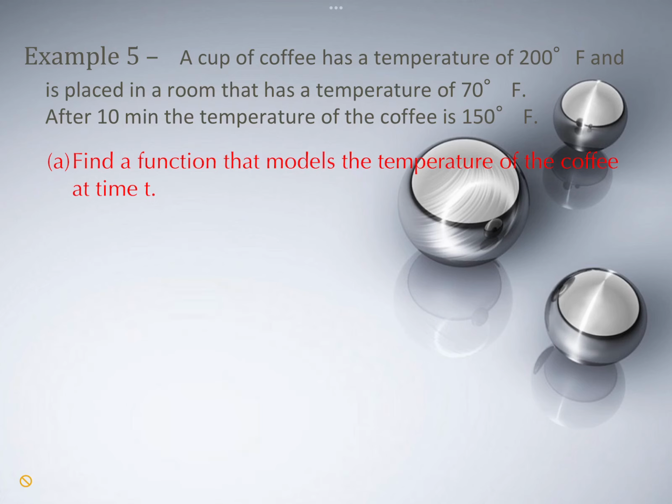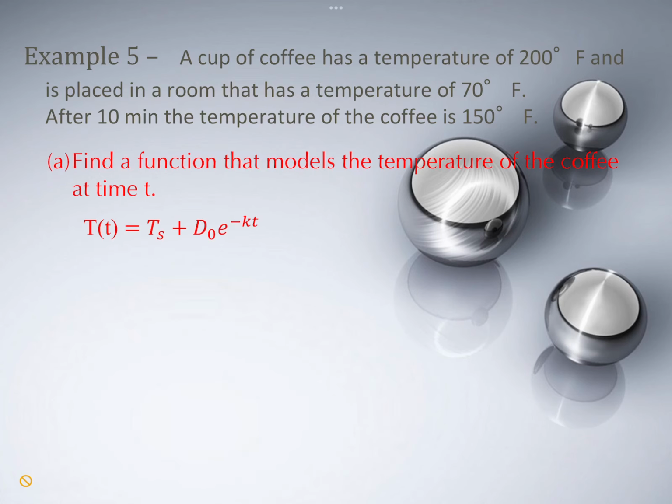So we have a cup of coffee that has a temperature of 200 degrees Fahrenheit. We're going to place it in a room at 70 degrees, and after 10 minutes, the temperature of the coffee is 150. So the first thing we want to do is find a function that models the temperature. Our Newton's law of cooling was this formula that I gave you at the very beginning.